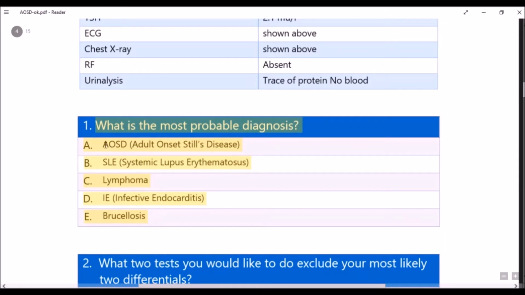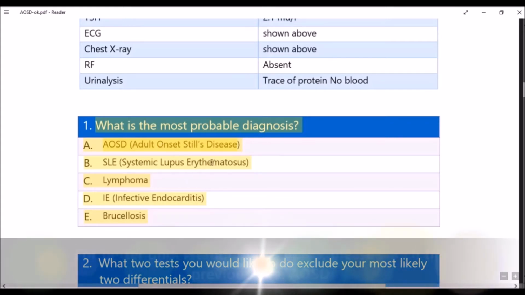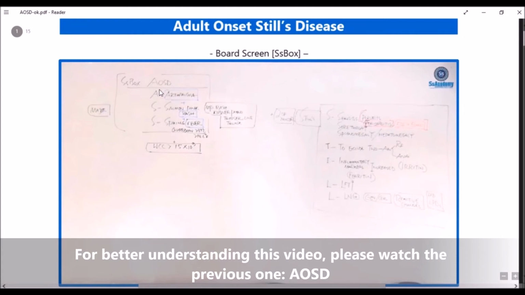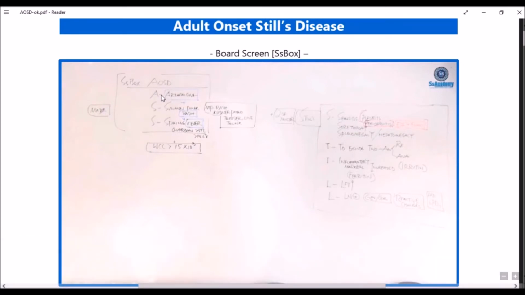And after that, whenever you have adult onset Still disease, please remember the SS box that you learned from the video lectures of adult onset Still disease and each and every topic as well. So let's remember adult onset Still disease here, the box that we learned. Here's the SS box. You see AOSD: A for arthralgia, S for salmon pink rash, and S for spiking fever, quotidian, with WBC count greater than 15 into 10 to the power 9 per liter. So the major criteria: the fever, rash, arthralgia, a triad, with the two minor criteria, and you put the mnemonics of the Still's.